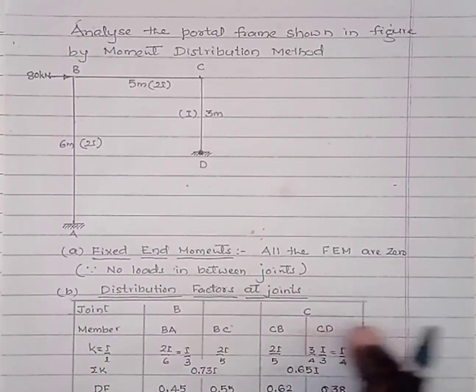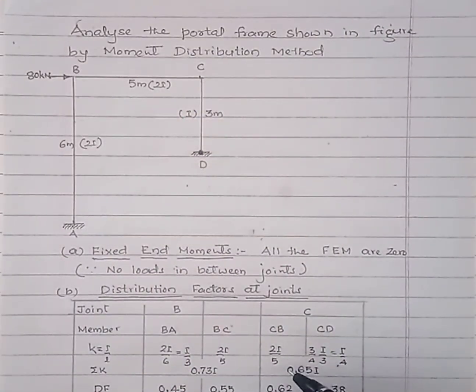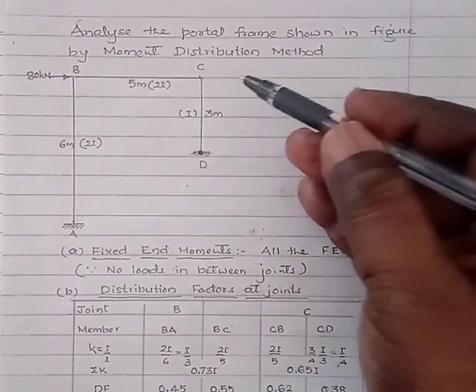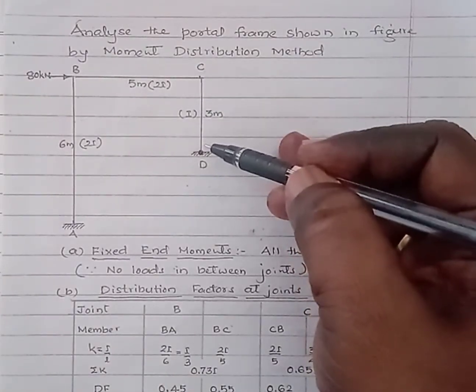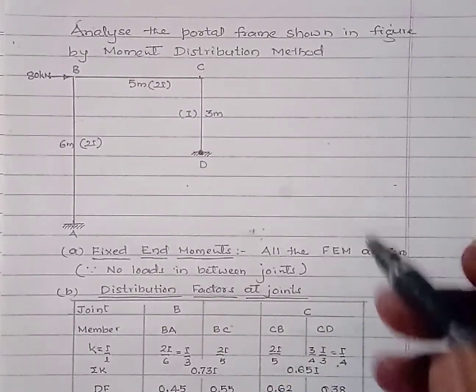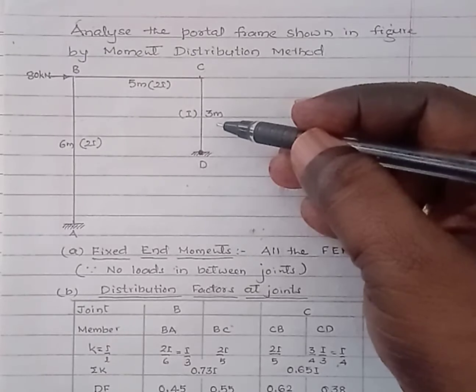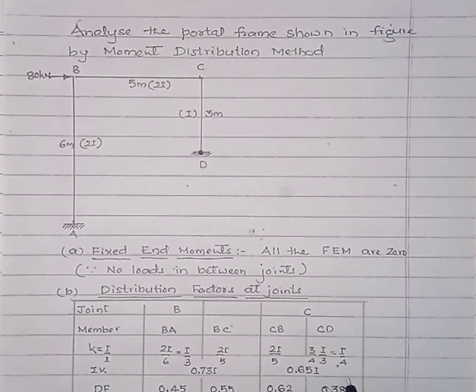The next joint is C. With respect to C, B is continuous, therefore K equals I by L, that is 2I by 5. For CD, the end D is a hinged support. Then we have to reduce the value of K by 3/4, that is 3/4 of I by L. I is 1I and length is 3 meter, that is 3/4 of I by 3, which equals I by 4. Here summation of K equals 0.73I at joint B.